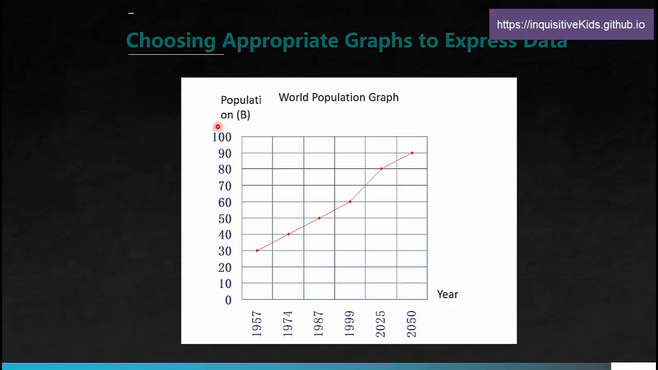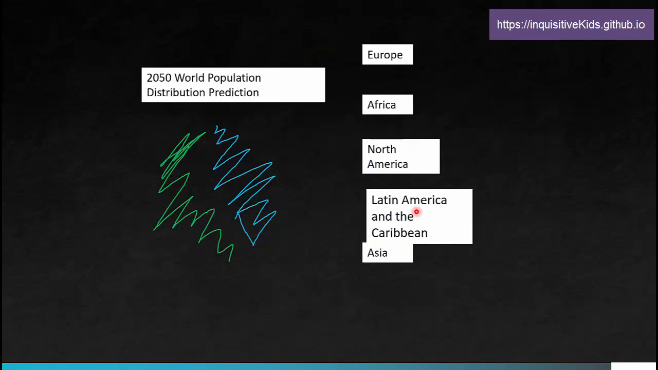And in this line chart, I see the changes of the world population from how it was only around 30 billion in 1957, and now, right now it's just 2021, but in the future, in 2050, it will reach 90 billion. And as you can see, this is the whole population's graph, not comparing. So there is no need to break it up into all of the continents.